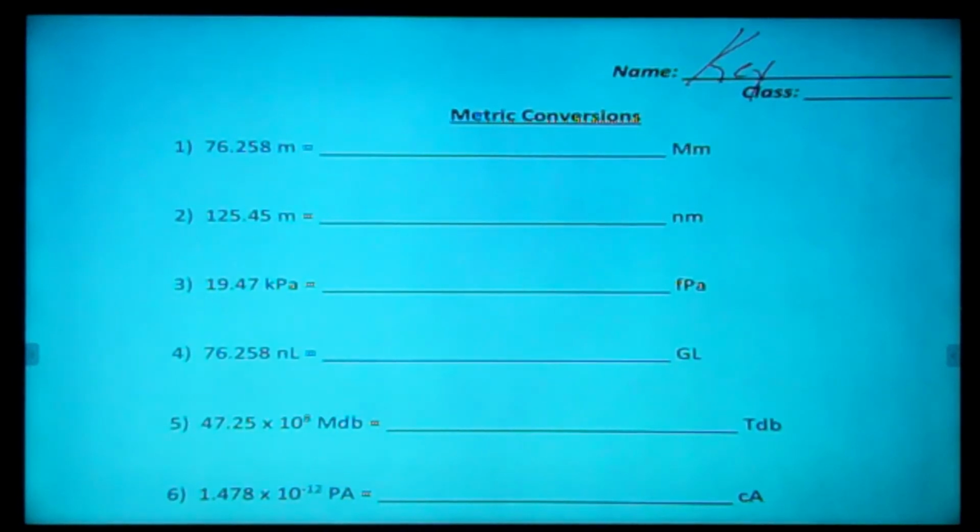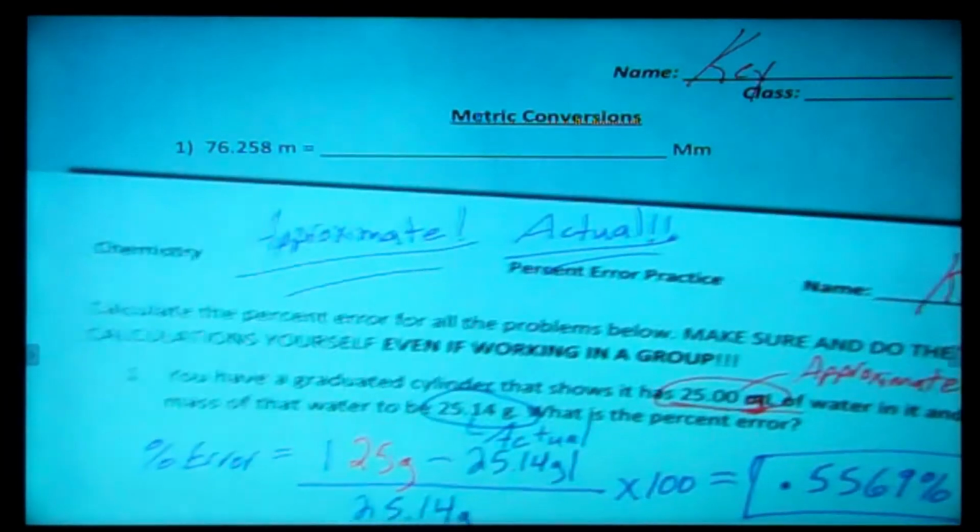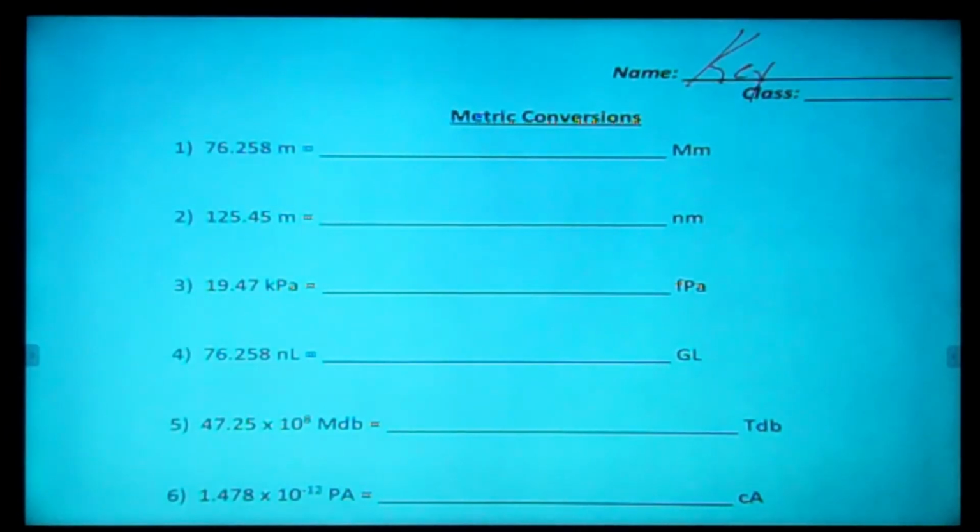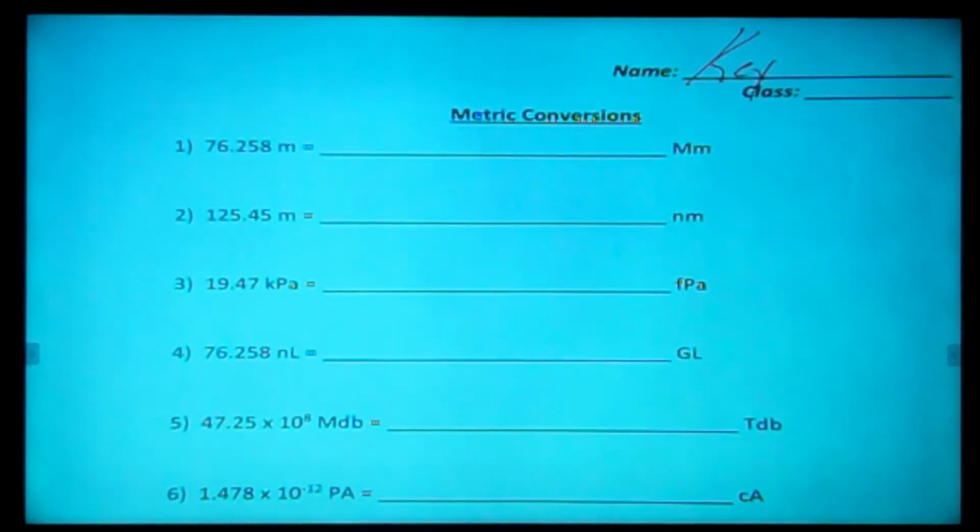Alright guys, so you have got the other answer keys already for the percent error practice and that average atomic mass practice, but I want to make sure and go through these metric conversions, especially because of the quiz. So if you have any questions you need to ask me, I'll be sending this to you as soon as I can, but just want to start rolling with these.